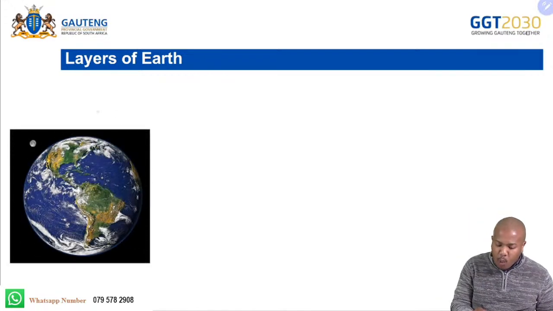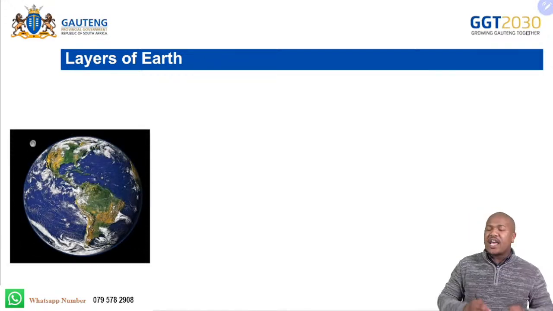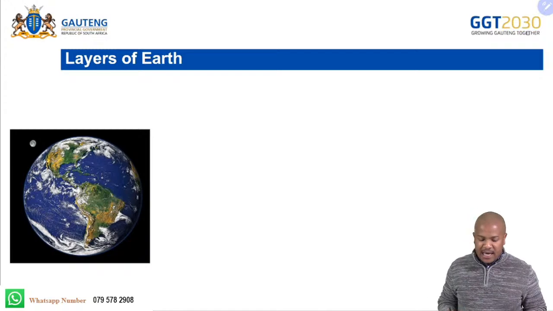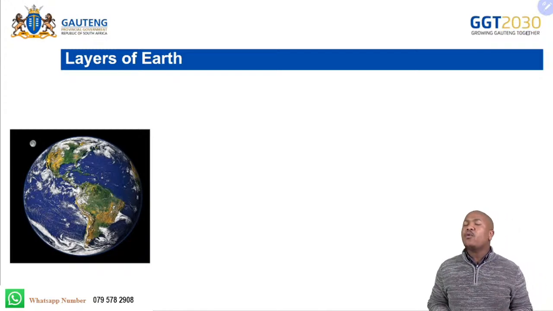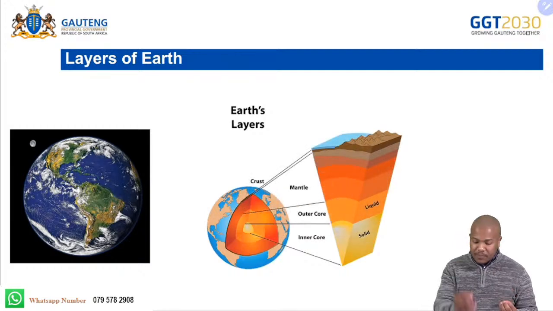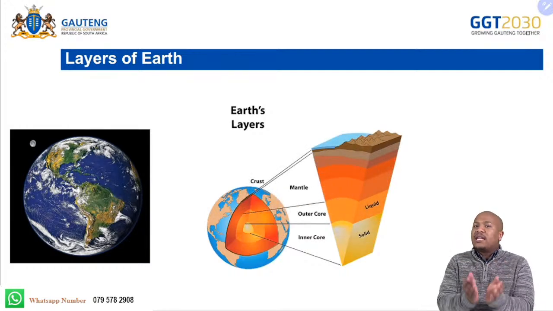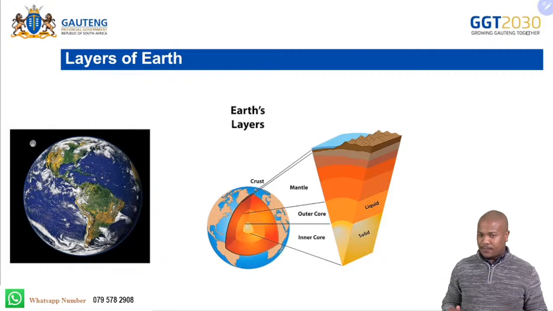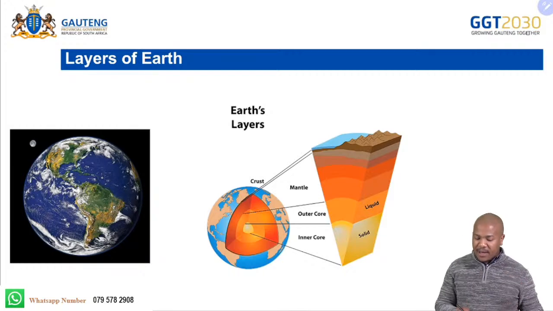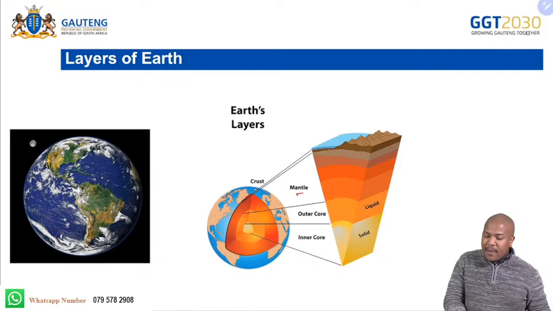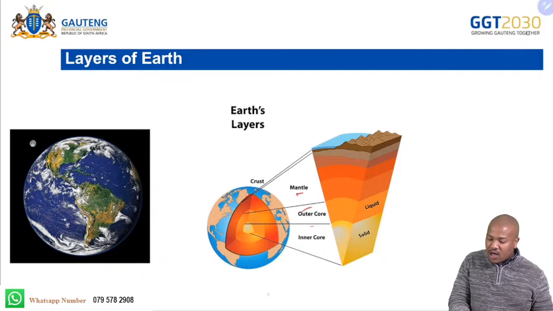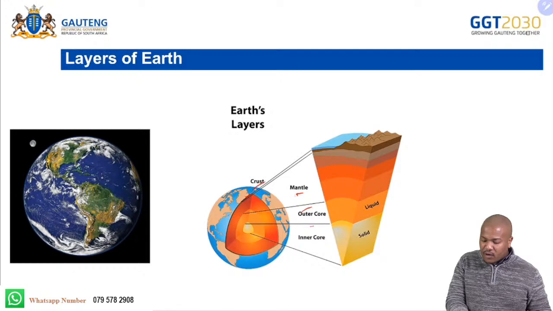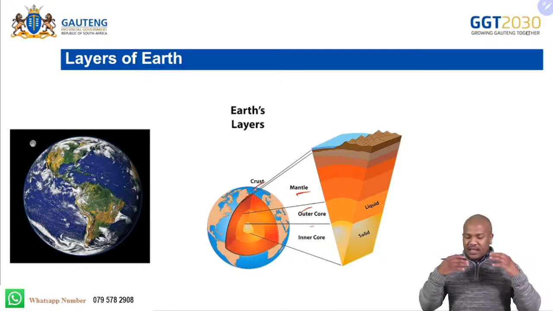So now, the layers of the earth. The earth is one celestial body which is a whole like this. It is round in shape. So if you were to cut open the earth, you would get one slice of earth which has different layers. And the layers are mainly the crust, the mantle, the outer core, and the inner core. There are four.